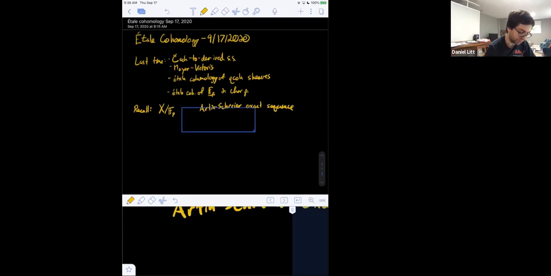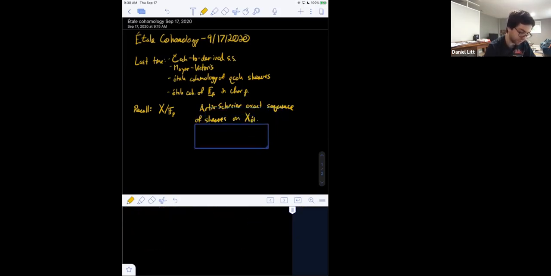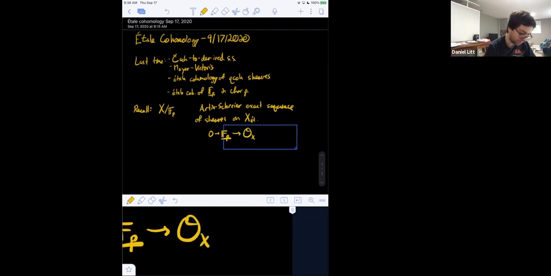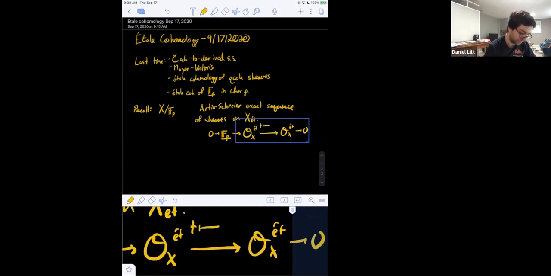So this is an exact sequence of sheaves on X Étale, the small Étale site, which starts with the constant sheaf F_p and goes to O_X, and then again to O_X. And this map here sends t to t^p minus t, where t is a function. Okay, and you should check that this is actually an additive homomorphism.